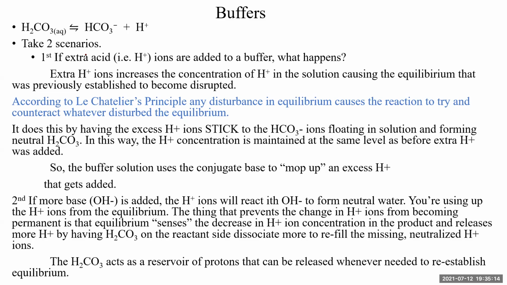So take two scenarios. First scenario, if extra acid, i.e. hydrogen ions, are added to a buffering solution made of this, what happens? Well, you add extra protons. Extra protons increase the concentration of hydrogen ion. Okay, well, so far that lowers the pH. That makes it more acidic. So far, no advantage, right? Doesn't seem like there's an advantage.